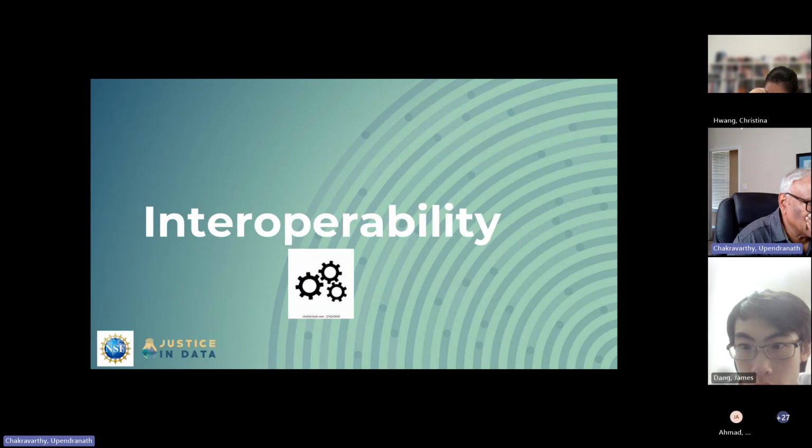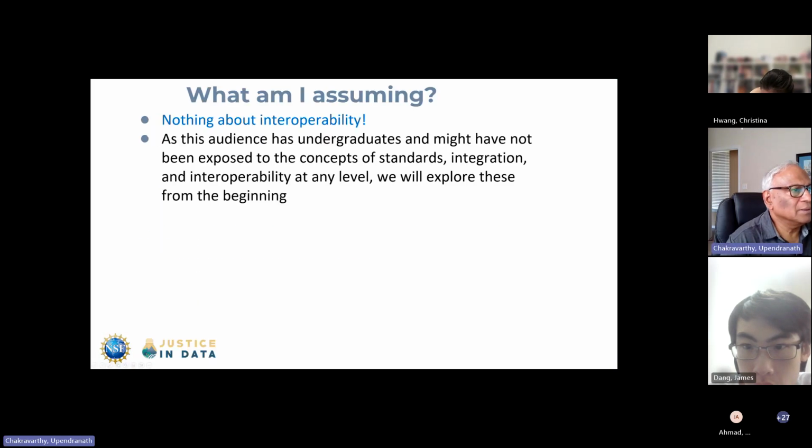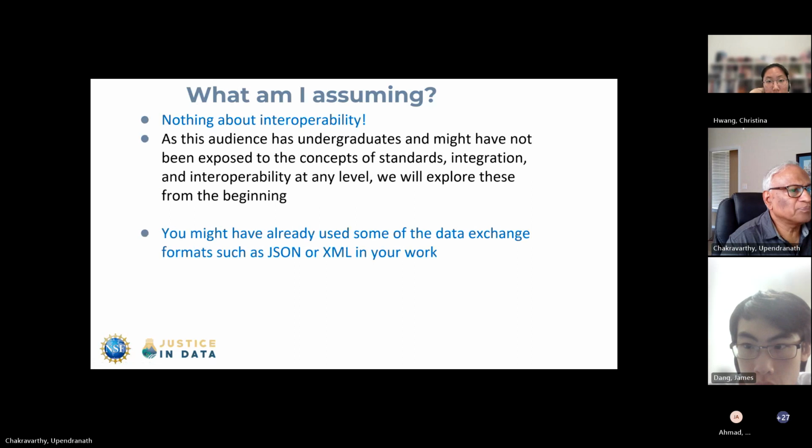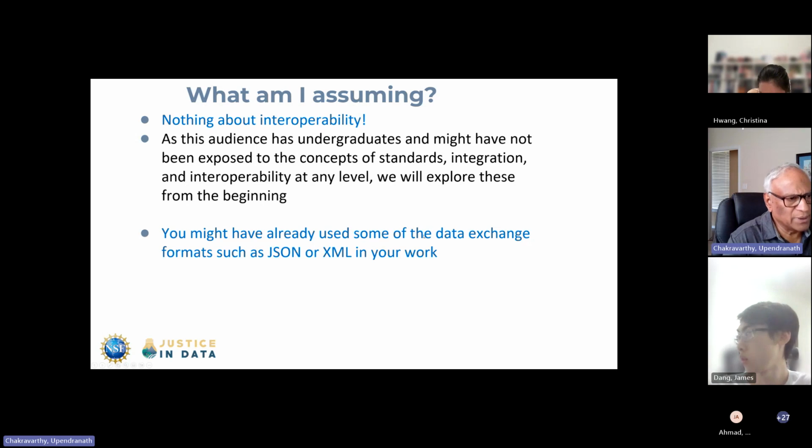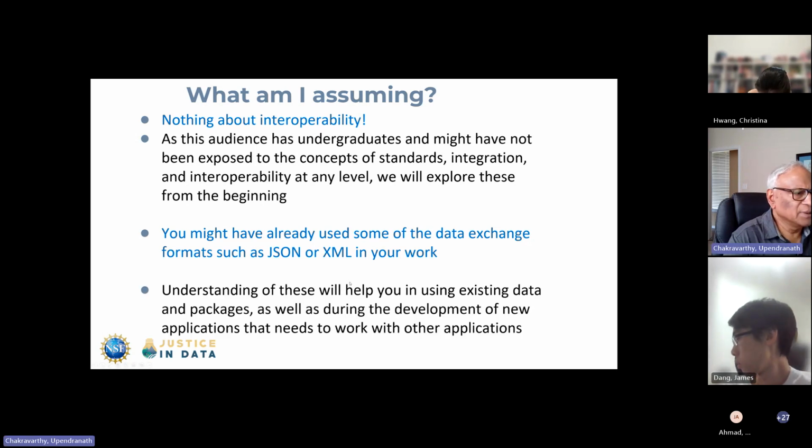So what is interoperability and why do we have to worry about that? Okay, again, I'm not assuming anything. Some of you, I don't know, might have used JSON or XML. We won't cover that, but we'll see how they're part of the interoperability.